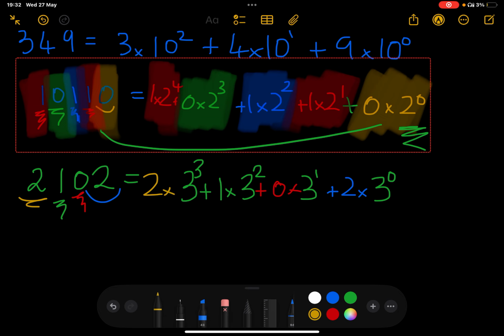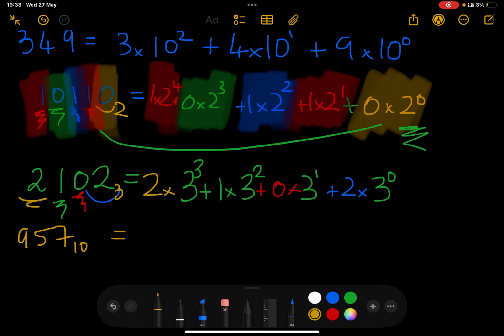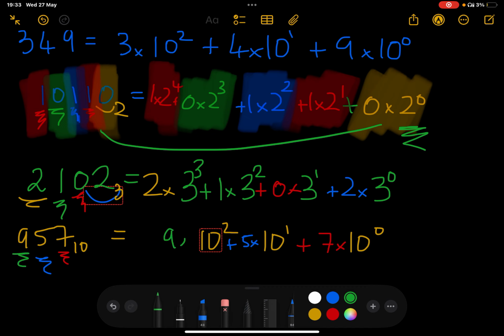Okay, so just like when we were doing base 10, if we had something like this in base 3, this little number tells you what base you're using. So if I have 957 in base 10, what I actually mean is, you have 10 to the power 0 here, 10 to the power 1, 10 to the power 2. This 7 goes here, this 5 goes here, and this 9 goes here. Okay, now let's go back to the question.